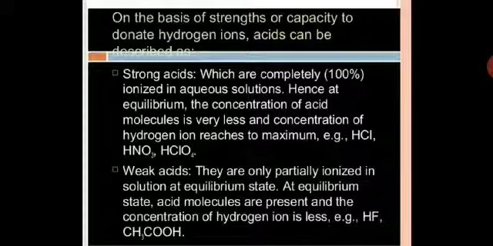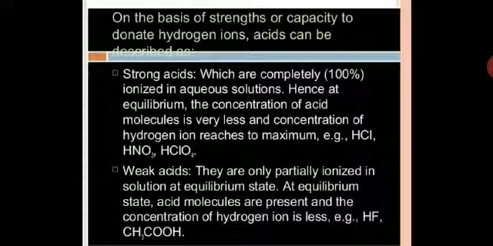So this criterion is how much H plus ions it furnishes when it dissolves in water. If it is completely dissociating, then it becomes a strong acid. If it is partially dissociating and giving only a few H plus ions, that becomes a weak acid. So a strong acid completely, 100%, ionizes in aqueous solution. For example, HCl will dissociate to give you H plus and Cl minus ions, and HNO3 will give you H plus and NO3 minus ions.